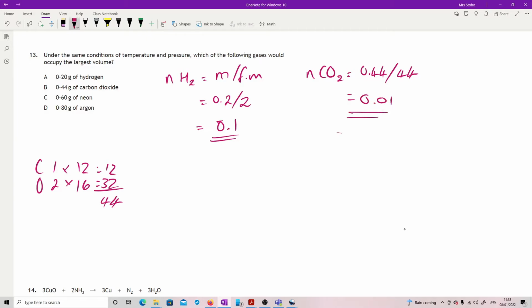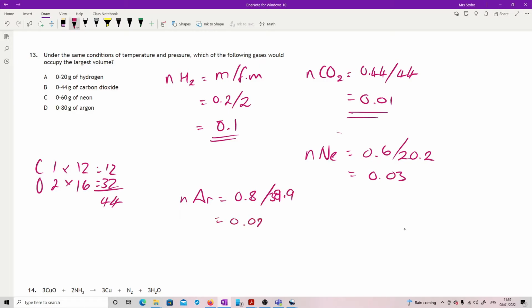Our formula for neon is just our mass of neon divided by its relative atomic mass. So 0.6 divided by 20.2, so 0.03. And finally for argon, we've got 0.8 divided by 39.9, which is 0.02. So by quite a way, hydrogen.